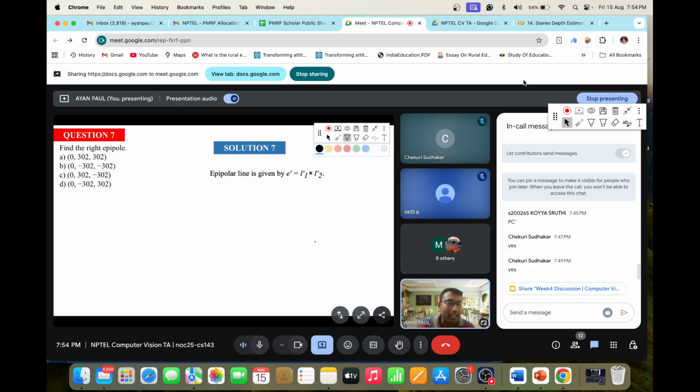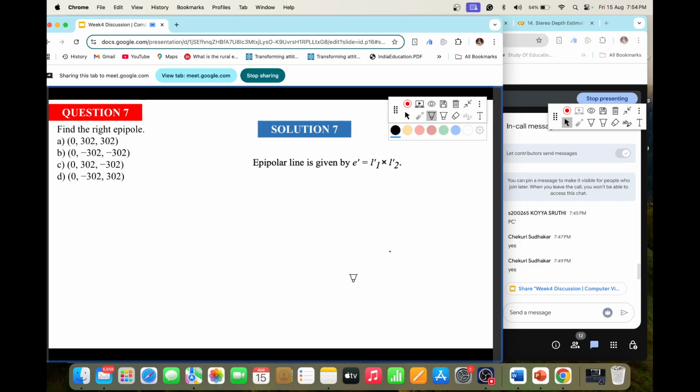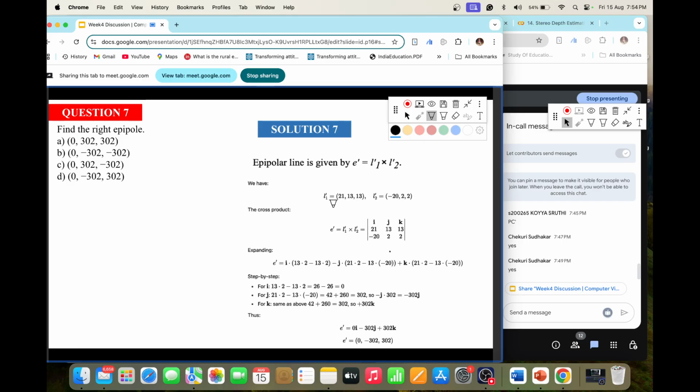epipole. So we have L1 dash and L2 dash. Just multiply these two and you will get E dash. It is the concept of the first class, right? The intersection of two lines gives a point. So just do the intersection of these two lines.